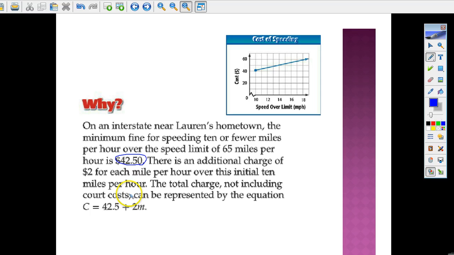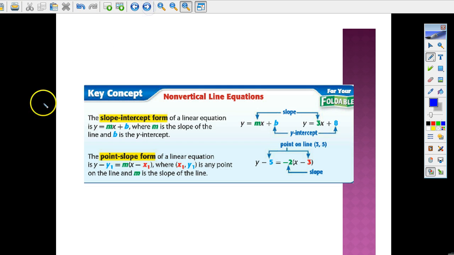The total charge, not including court costs, can be represented by the equation C equals 42.5 plus 2m. So m is per mile per hour that you go over. Here's a nice graph showing you. It starts at $42.50 and goes up $2 per mile per hour that you are going over the limit. So here's the key concept.